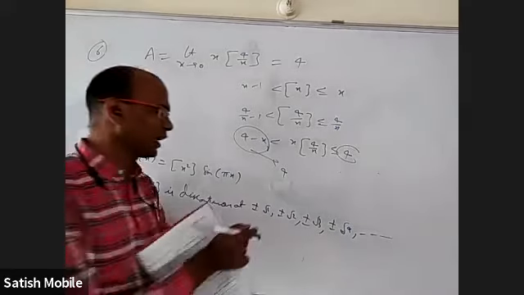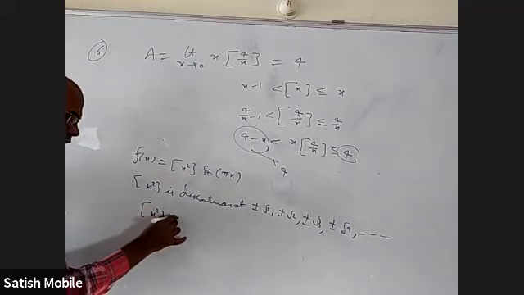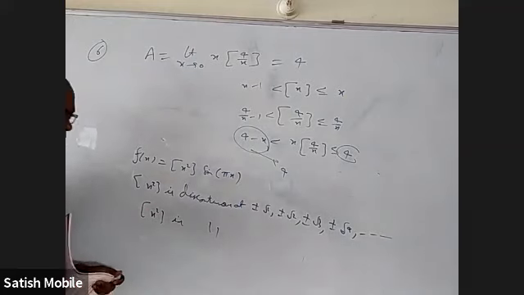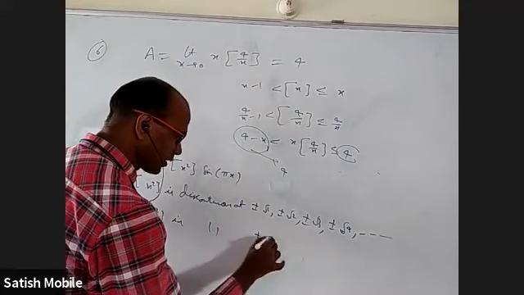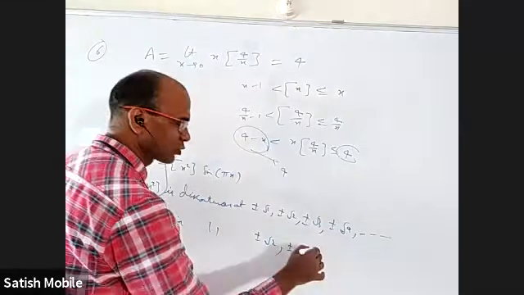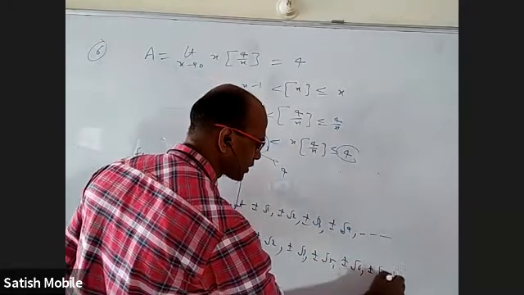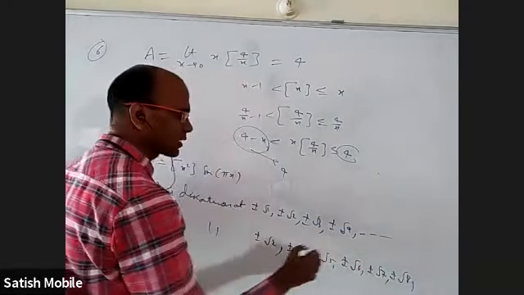For example, here when I write root 4 is there, but the product is discontinuous at plus or minus root 2 only, not plus or minus root 1. Plus or minus root 3, not plus or minus root 4. Next, plus or minus root 5, plus or minus root 6, plus or minus root 7, plus or minus root 8, but not plus or minus root 9.